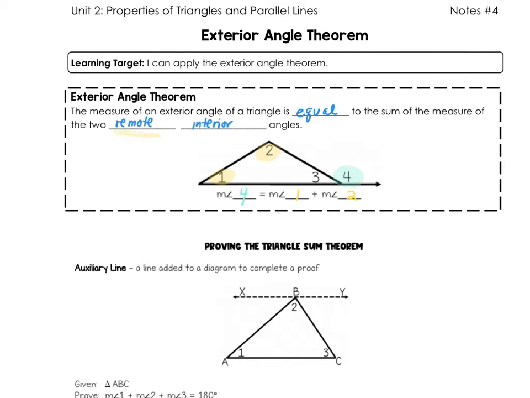So again, the remote interior angles would be angle 1 and angle 2, right? They are non-adjacent to our exterior angle. Alright, so our theorem again states that any exterior angle is equal to the sum of the measures of the two remote interior angles.